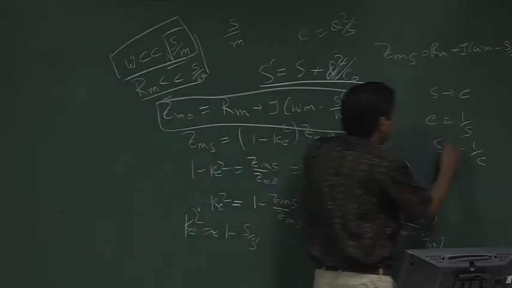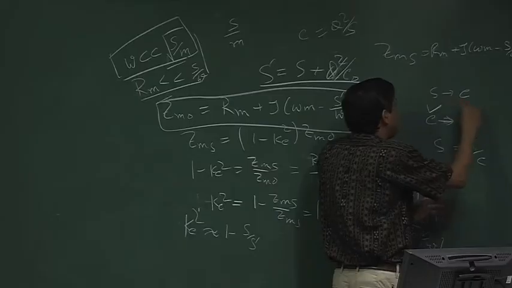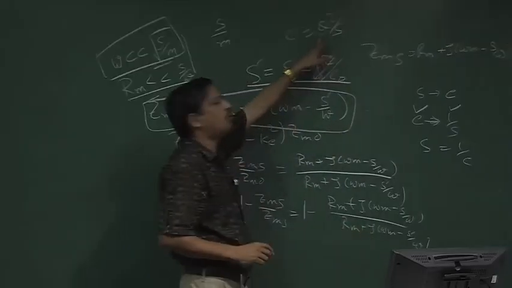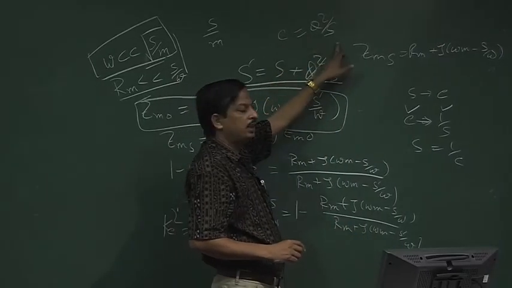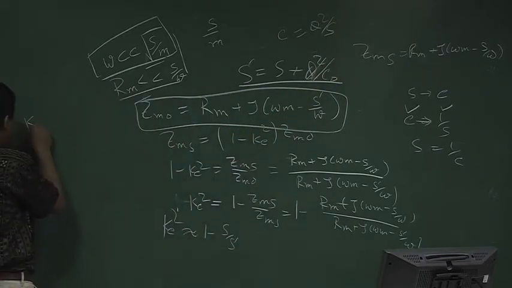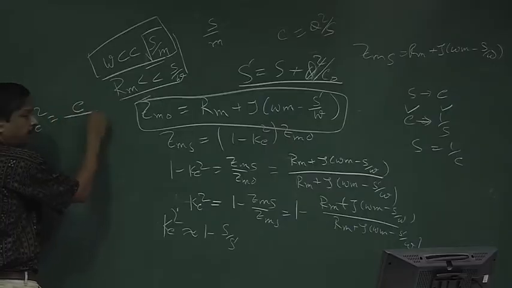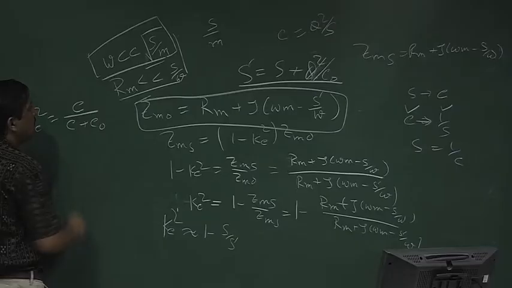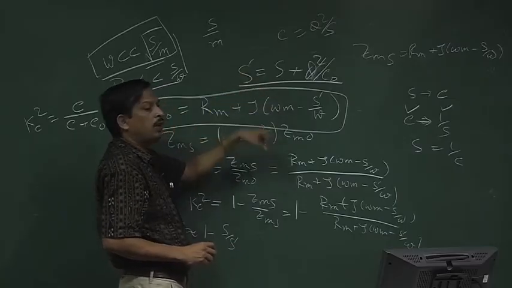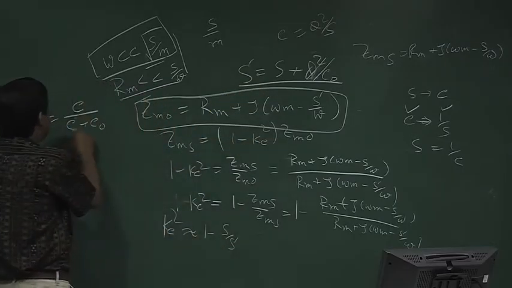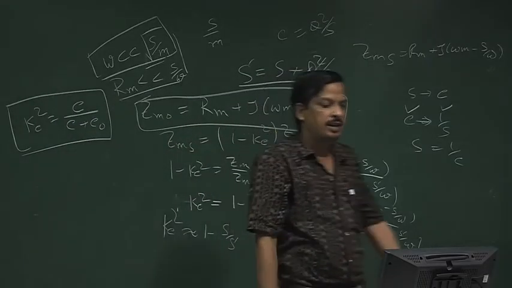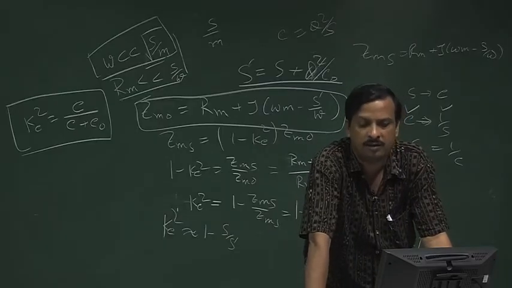Here we studied that electrical capacitance is equivalent to 1 by S. Now, if the electrical to mechanical transformation coefficient is phi square, then C is nothing but phi square times 1 by S. Then I can write Kc square is nothing but C by C plus C0, because S dash is S plus phi square by C0 and S is 1 by C. So, the coupling coefficient Kc square is C by C plus C0.